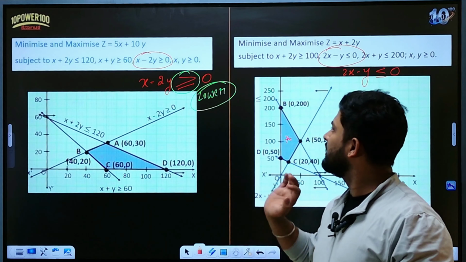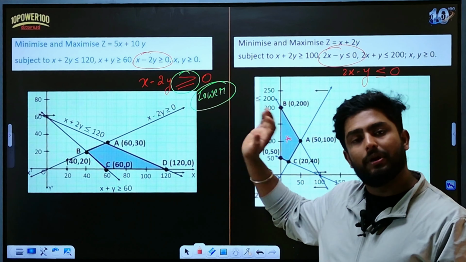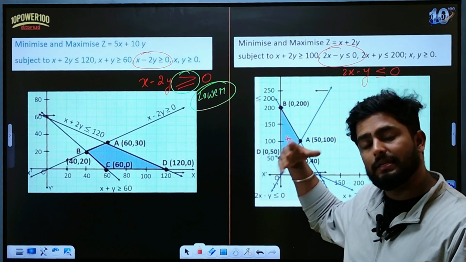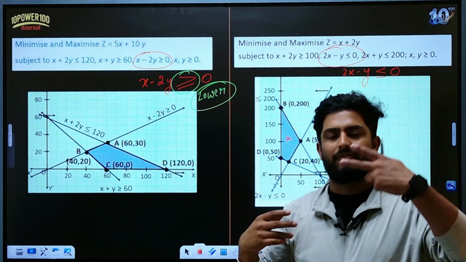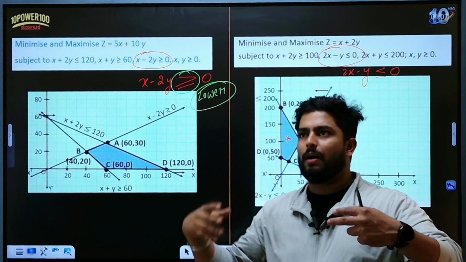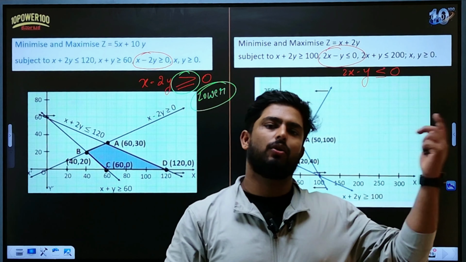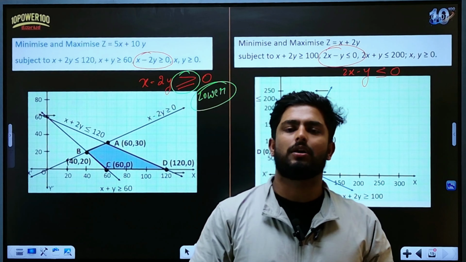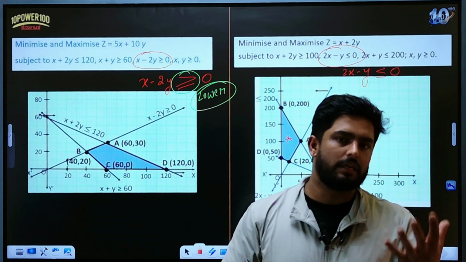Okay, so that's all, children. But you need to know the concept really well, so that you don't get confused in the examination. So if it is less than, upper region. If it is greater than, it is lower region. So this is the shortcut, and learn everything very clearly, children.